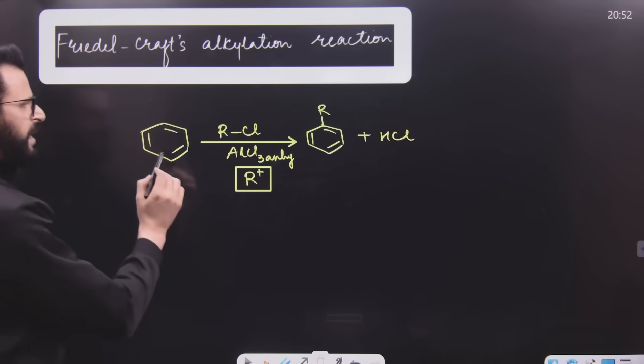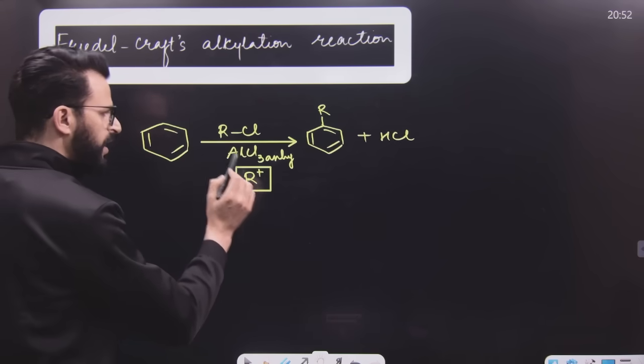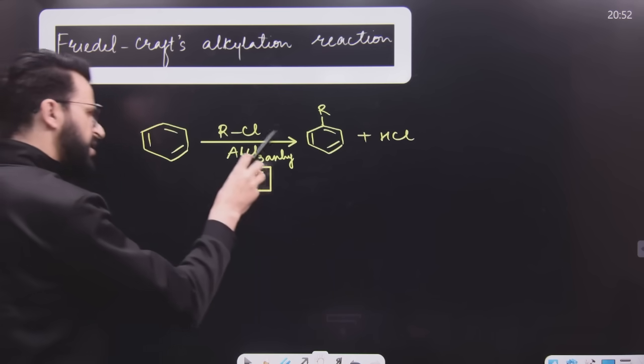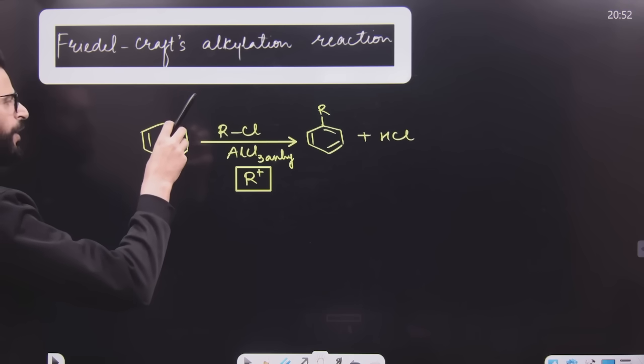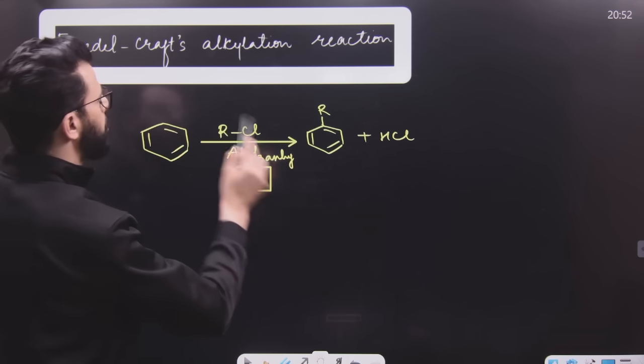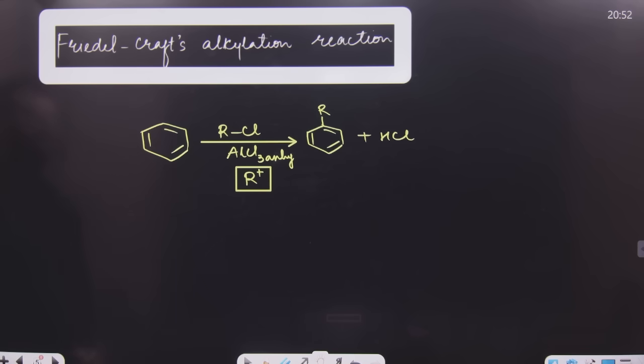After that, whenever benzene is treated with RCl in presence of Lewis acid, alkyl carbocation is obtained as an electrophile, and then this alkyl carbocation is introduced into the aromatic ring, and this reaction is known as Friedel-Crafts alkylation reaction.